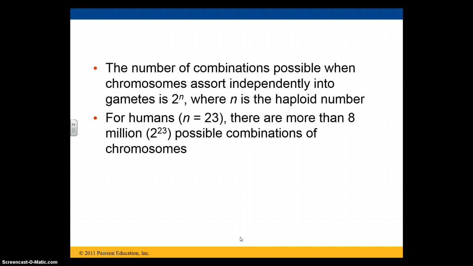So this is an important number for you to think about and to memorize: 2 to the n. The number of combinations that are possible when chromosomes assort independently into gametes is 2 to the n, and n is always going to be the haploid number. So in humans, our haploid number is 23 because one set of chromosomes contains 23 chromosomes. So there are more than 8 million possible combinations of chromosomes, because 2 to the 23rd would give you the number of possible combinations.